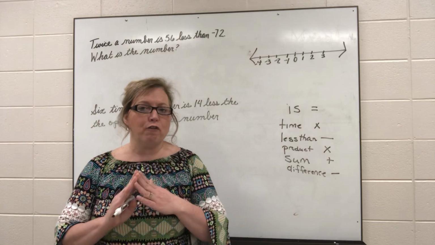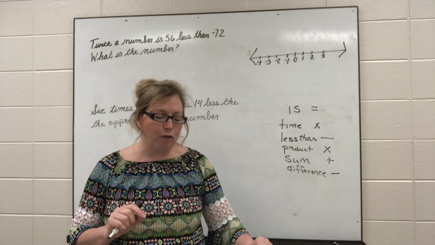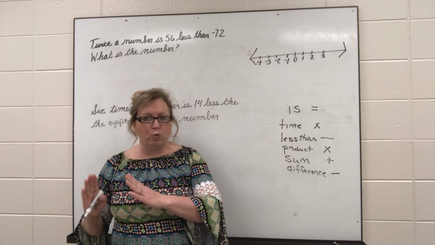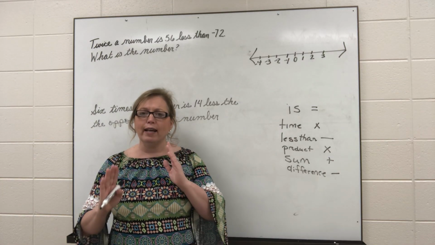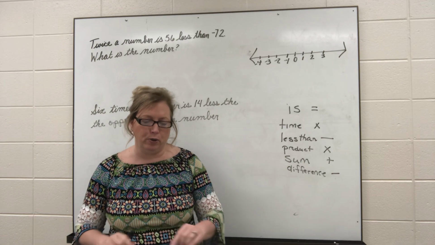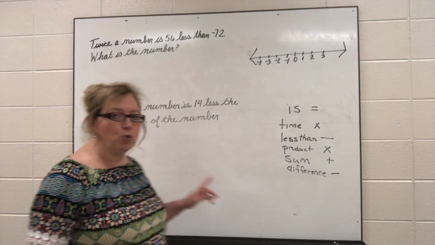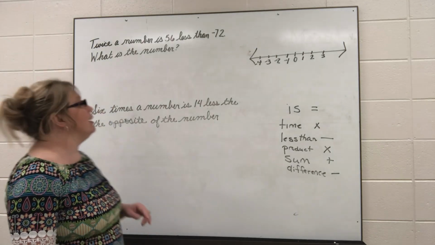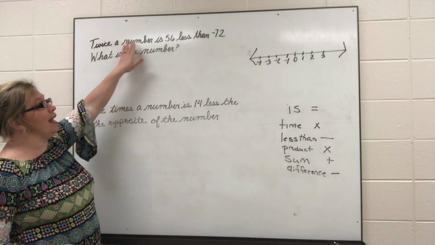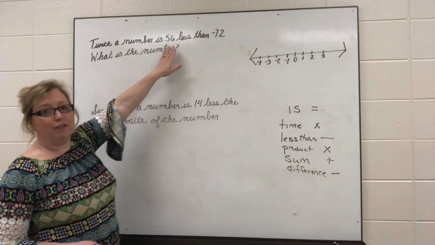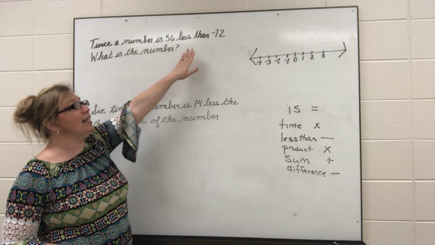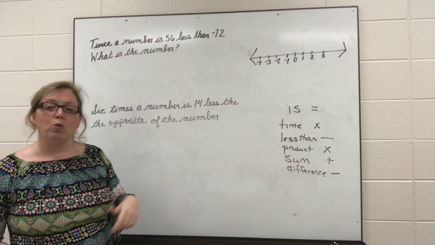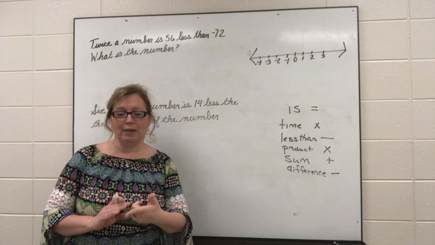You must be careful that the equation you write is careful with the words that are used. Let's look at the first one I've written on the board. I'm hoping you can see that okay. It says twice a number is 56 less than negative 72. What is the number? Let's go through here first and find some key words.